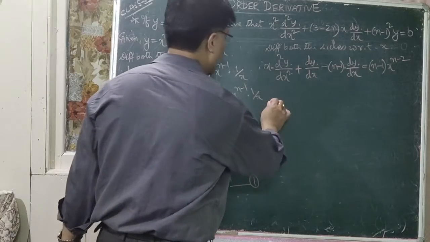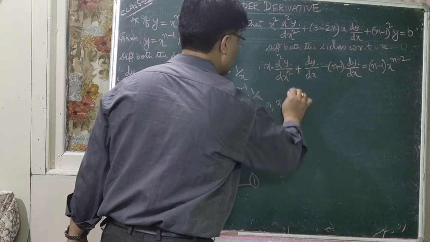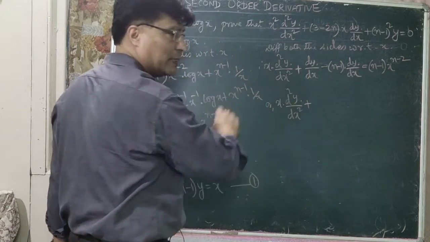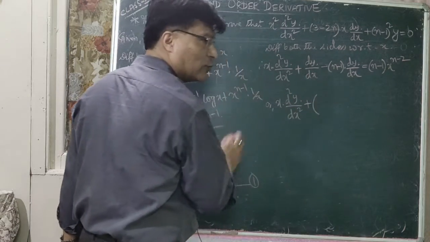Okay, so this is x into d2y by dx square plus, here dy by dx is common, so within bracket what do we have?